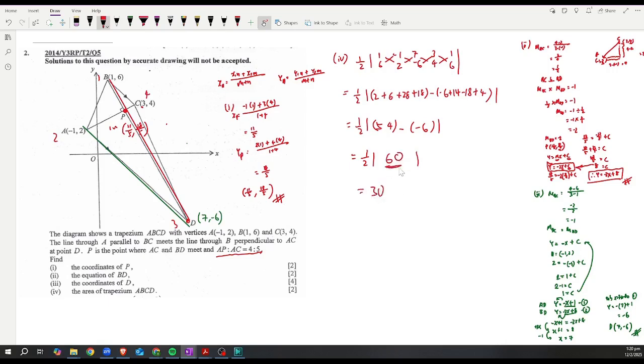Okay, so since 60 is a positive number, the absolute value is still 60. If it's negative 60, you have to take the positive. Remember it's the absolute value. So the area is 30 units squared.